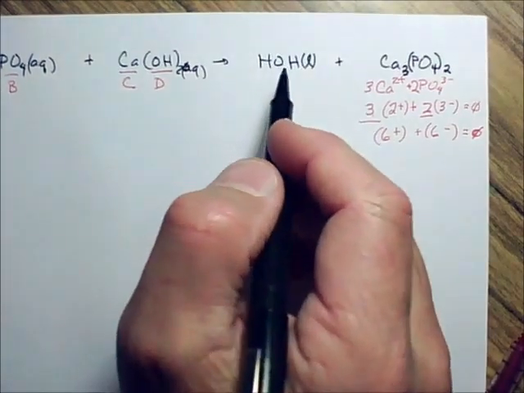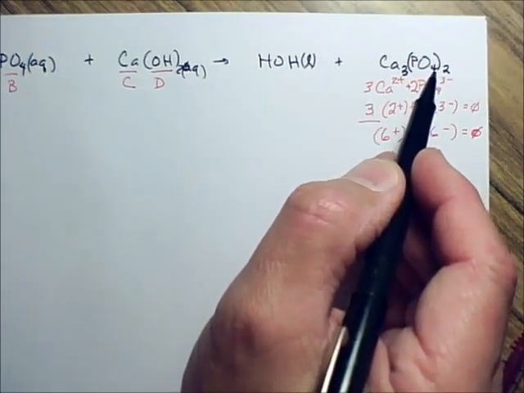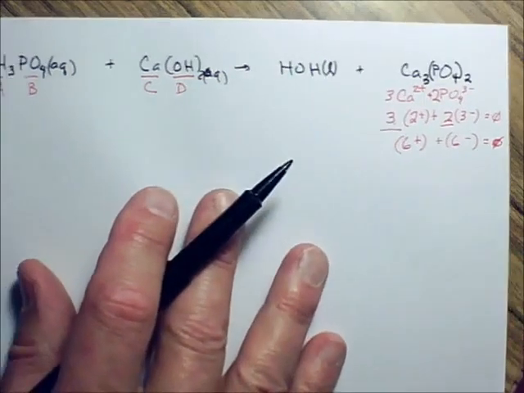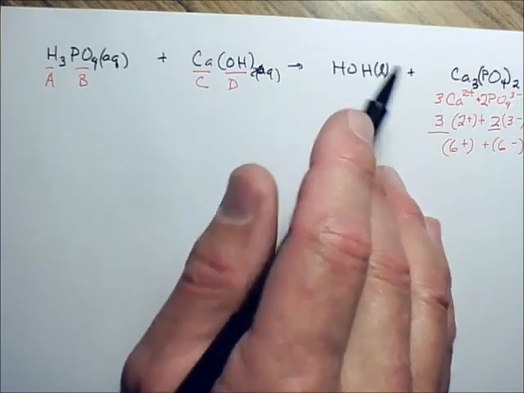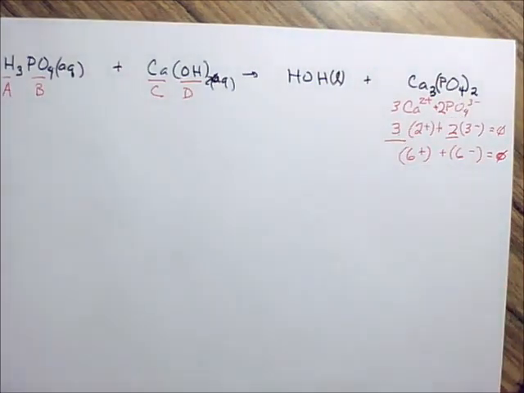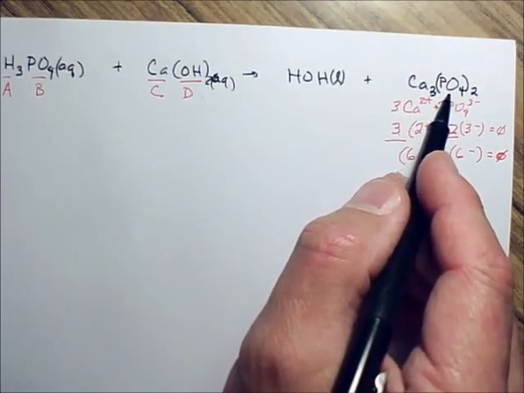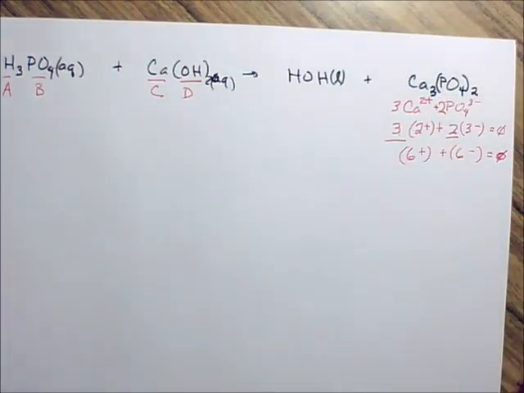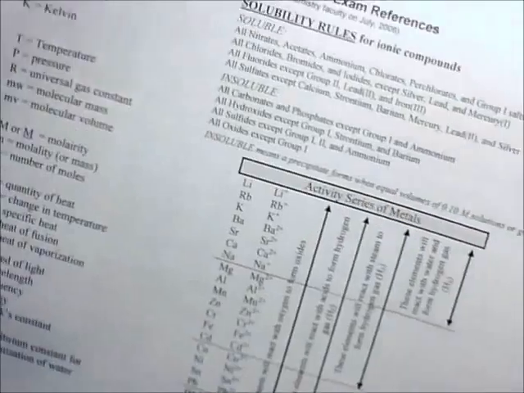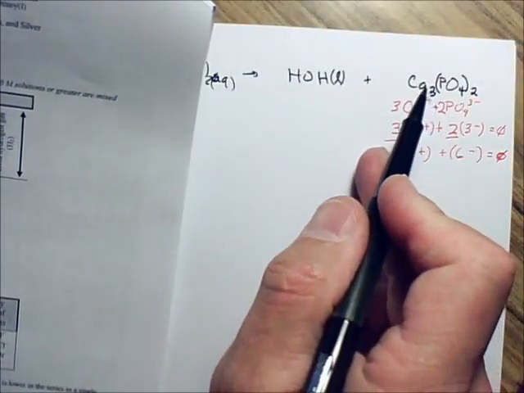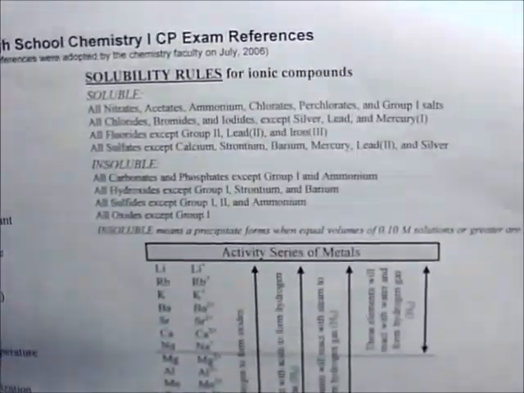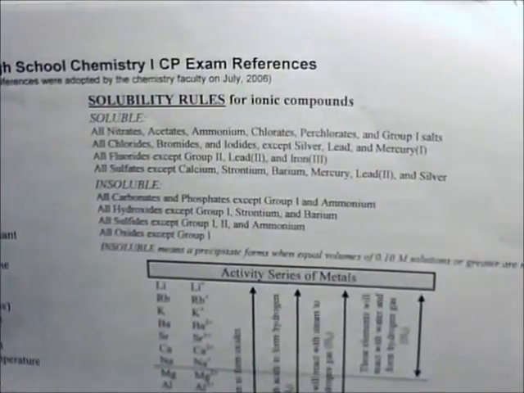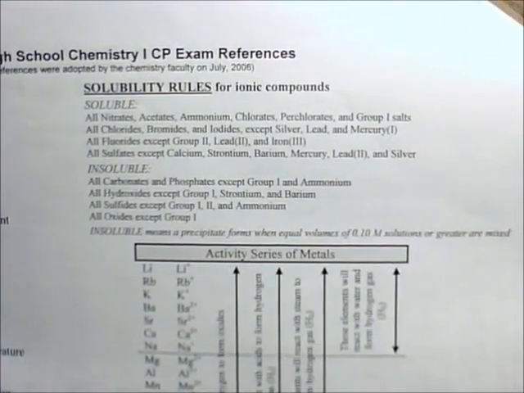All right, so we've got the formulas balanced, but I still need to know the physical state of this compound. We know there's water around because it says aqueous on these, and there's a liquid here, liquid water here. So there's water around. We have to use the solubility rules to figure out if this is going to be either aqueous or a solid. So we need to find either calcium or phosphate on the solubility rules. Okay, and just to speed things up in this class, I'm going to tell you calcium is not listed on here, but phosphate is. So find the phosphate.